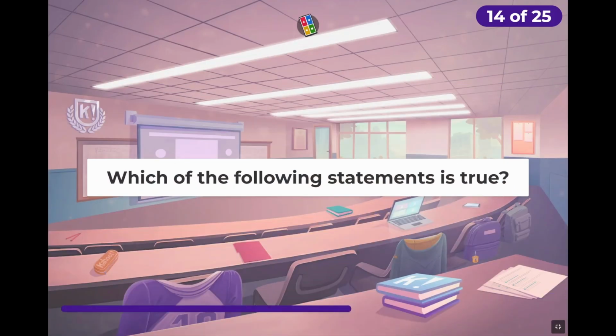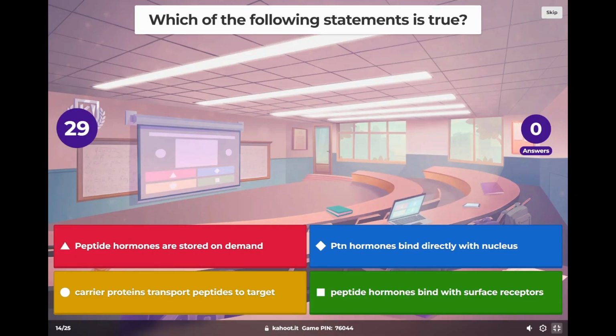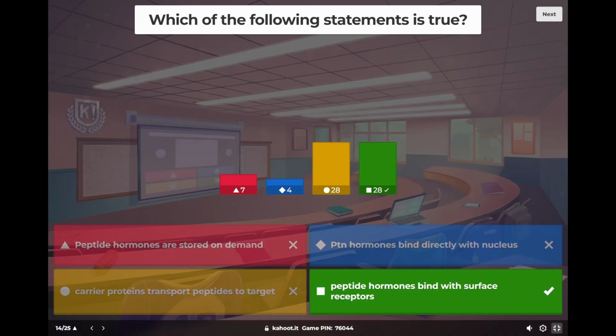Okay, which of the following statements are true? Peptide hormones are stored on demand. Prohormones bind directly with the nucleus. Carrier proteins transport peptides to the target. And peptide hormones bind with surface receptors. Okay, so a lot of people picked yellow. Carrier proteins transport peptides to the target.